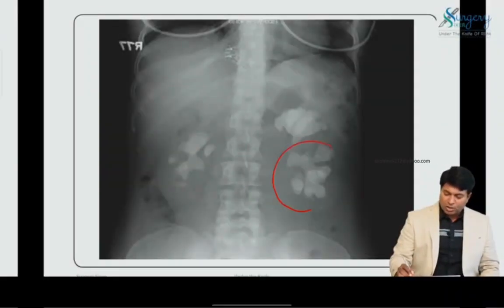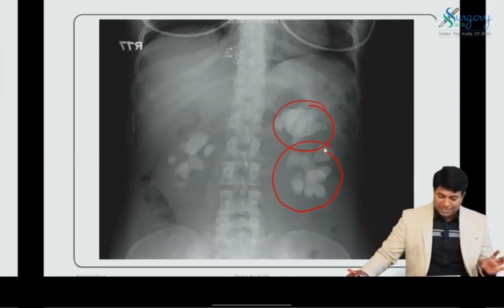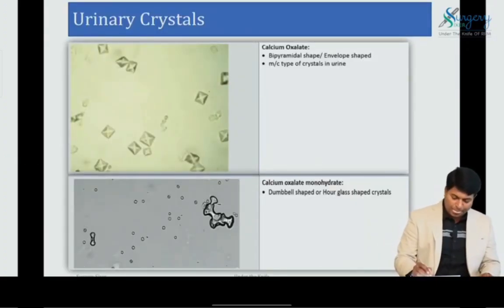And this is a typical staghorn stone. You can see multiple staghorn stones. The best method is the sandwich method, ESWL plus PCNL. If the sandwich is not possible, go with PCNL. So now observe the images very closely. High yield image based questions from pathology.